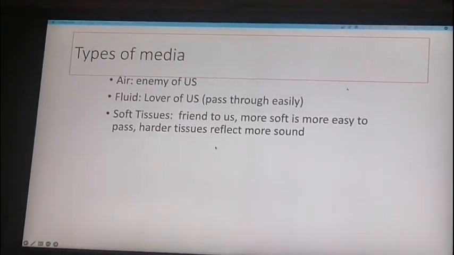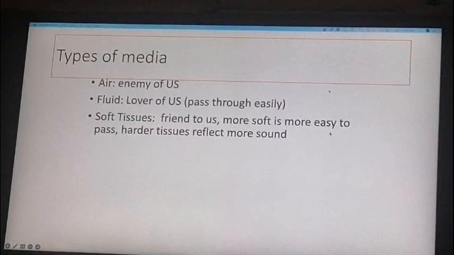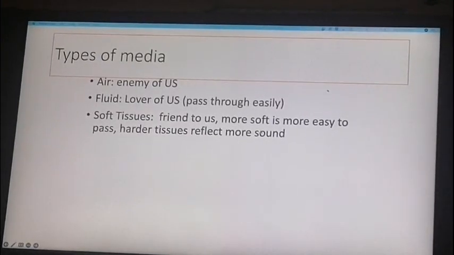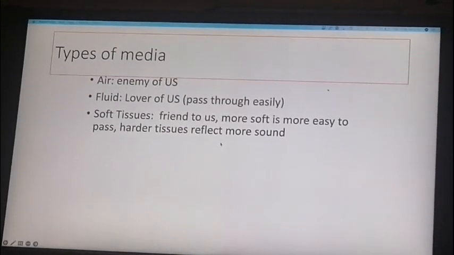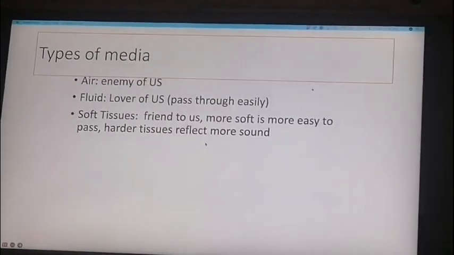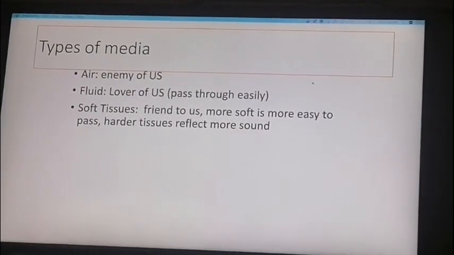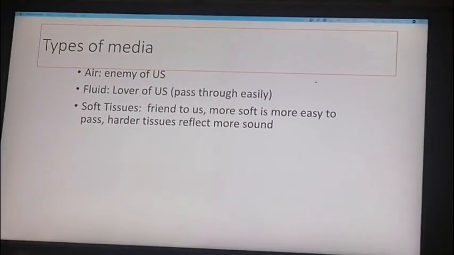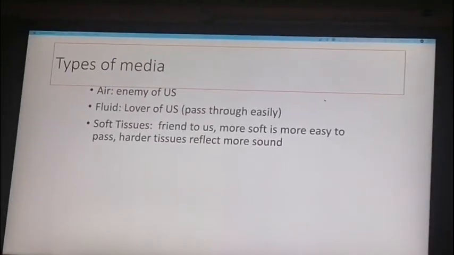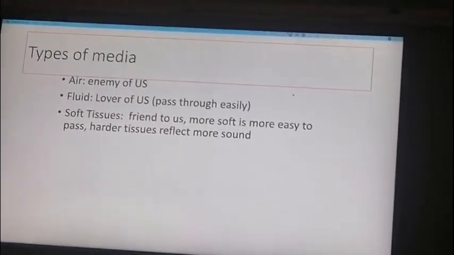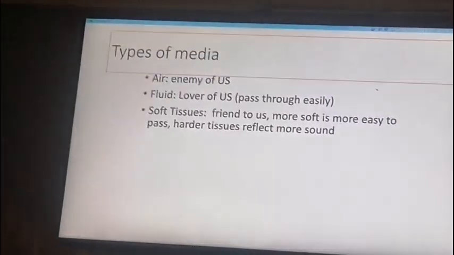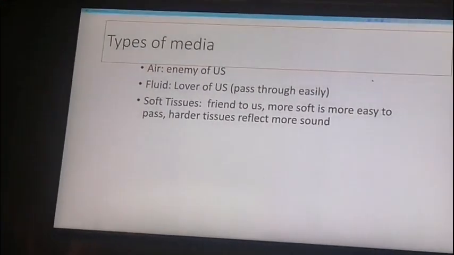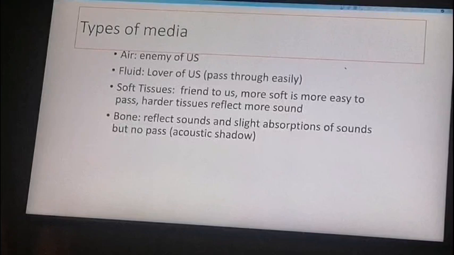Soft tissues are easy for ultrasound to pass through. Harder tissue will reflect more ultrasound. So the harder the tissue, the more echogenic. The softer the tissue means more fluid contained, the more gray or hypoechoic or more black. And we use this feature to diagnose tissue that became more ischemic. For example, a kidney that becomes more ischemic would be more echogenic. If the kidney is normal, it would be hypoechoic. And the same for intestine, echogenic if ischemic.